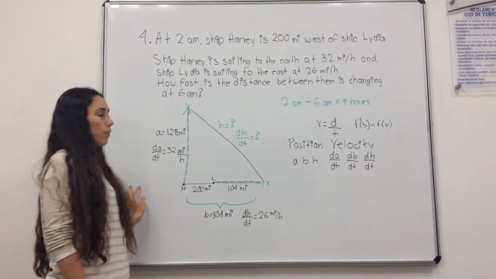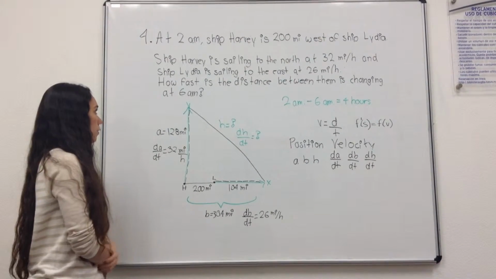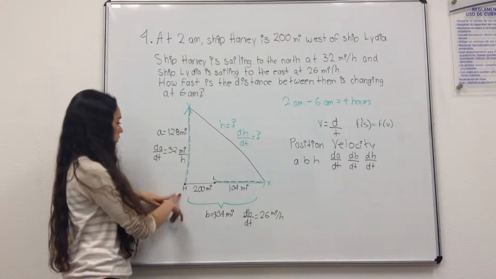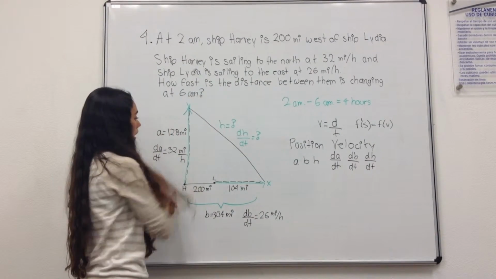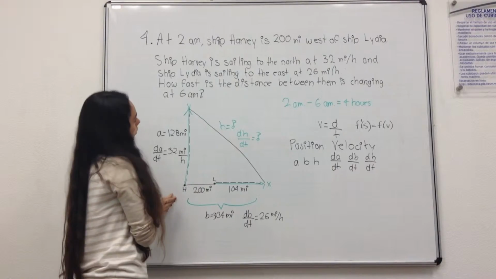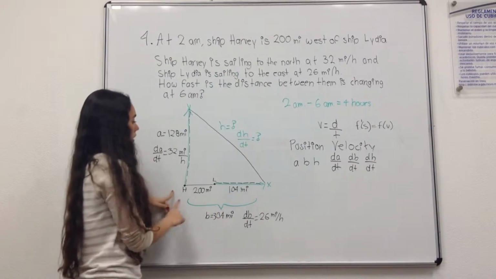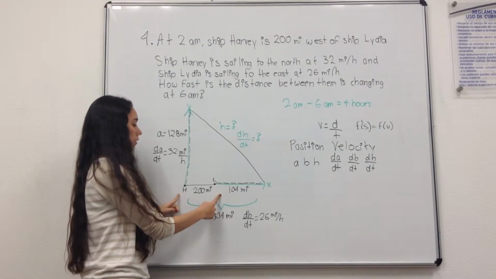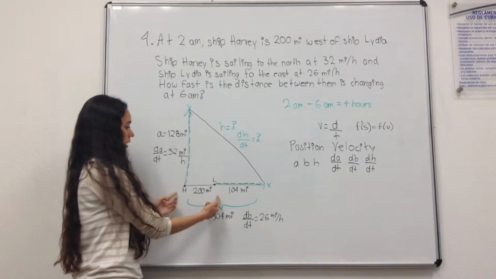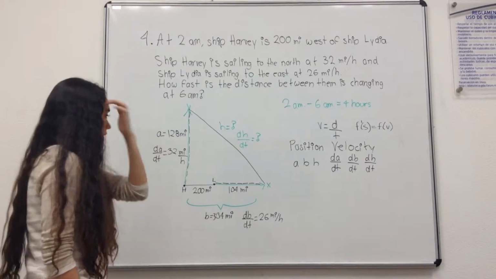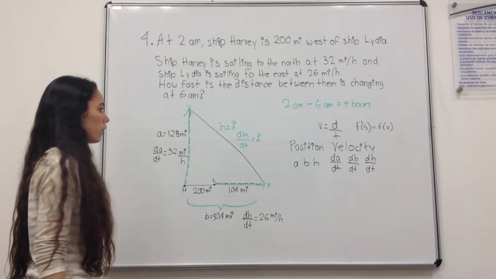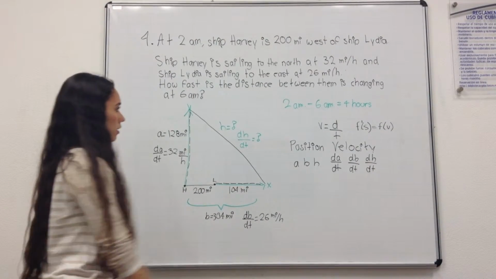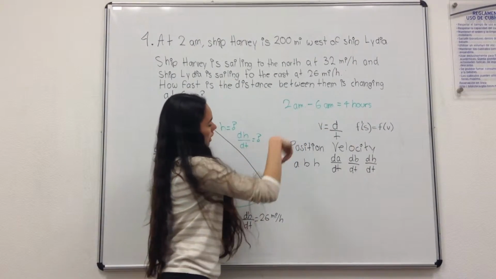So in our problem, we have our diagram. Ship Harvey is this one and is sailing to the north, and Ship Lydia is sailing to the east, but Ship Lydia is 200 miles away from Ship Harvey, so that's why we have this one. And then to get our values, we have that the velocity is equal to distance over time.